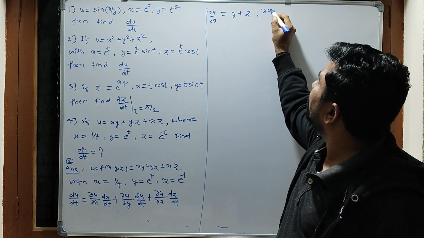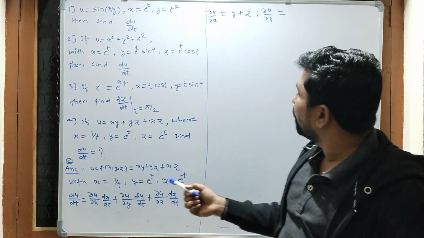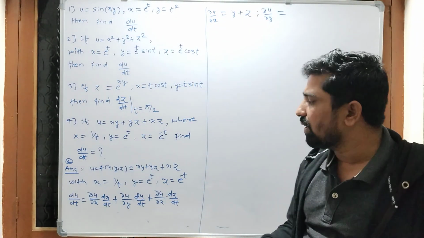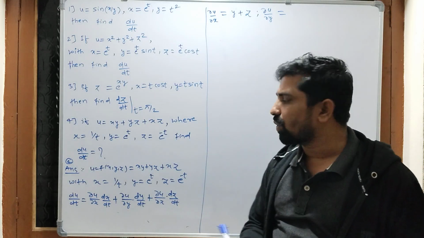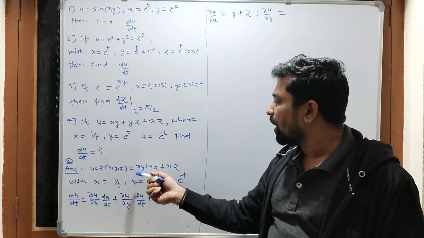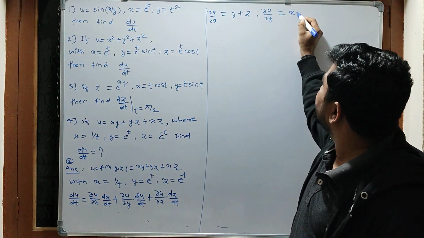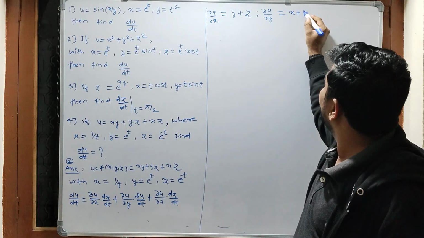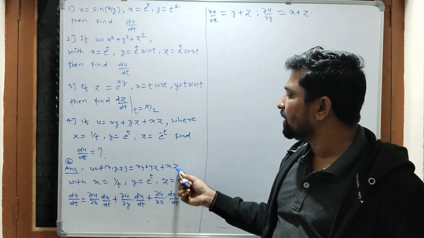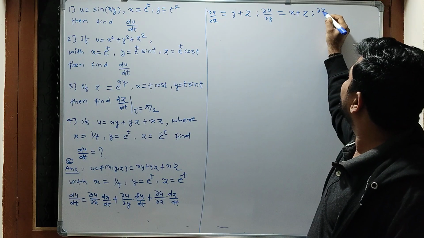Now the partial derivative of u with respect to y. While taking the partial derivative of u with respect to y, treat x and z as constants. So this gives x, plus z, and yz is not there, so 0.